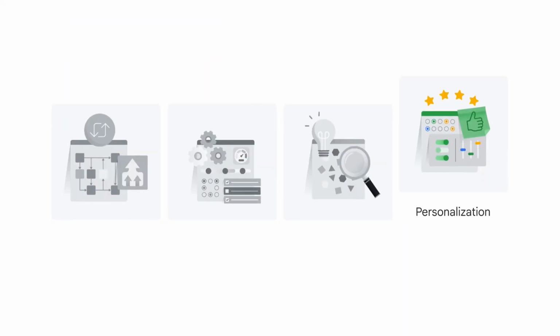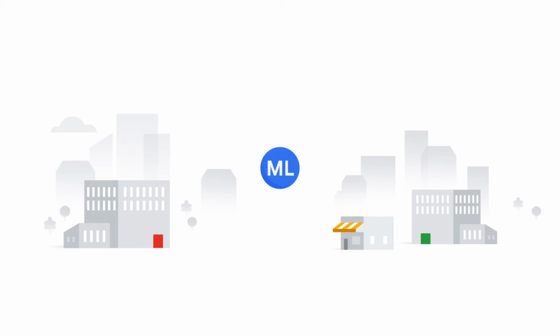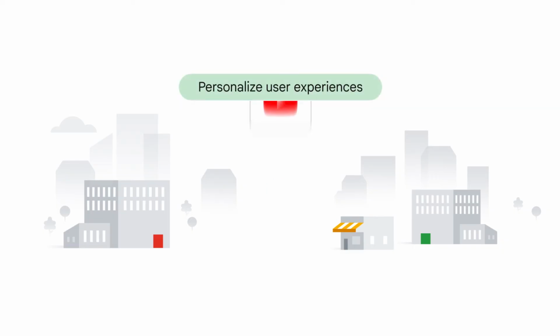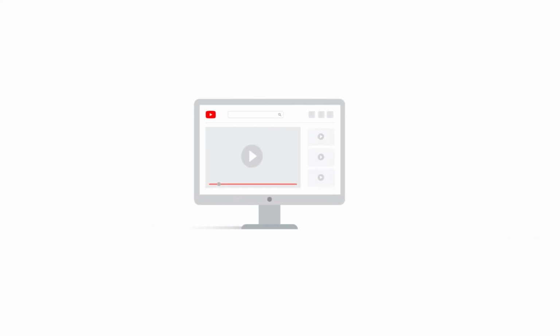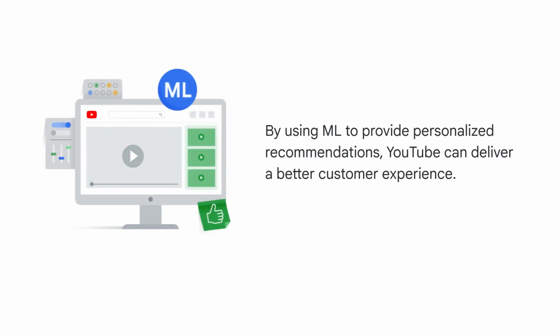And finally, there's personalization. Many businesses use ML to personalize user experiences, and YouTube is a great example of personalization in action. When you watch a video on YouTube, you've probably noticed there's a list of recommended videos that are up next. When your video finishes, a new video will play, and YouTube wants it to be interesting and useful for you. By using ML to provide personalized recommendations, YouTube can deliver a better customer experience.